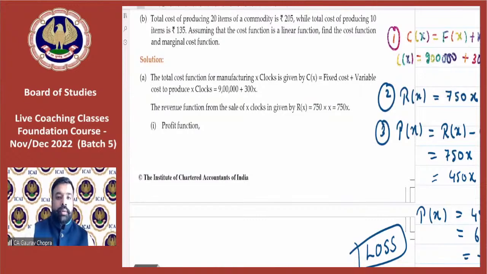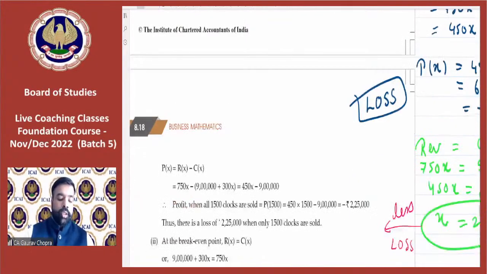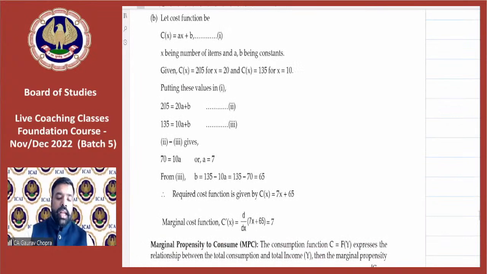Now B part of the question. B part says total cost of producing 20 items of a commodity is rupees 205. So what is given in the question? Total cost of 20 items is 205, while the total cost for 10 items is 135. Assuming that the cost function is linear, it follows a linear pattern, then find the cost function and marginal cost function. So we have to calculate the cost function as well as the marginal cost function.